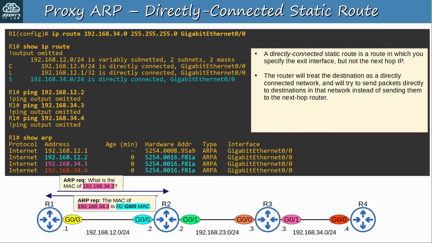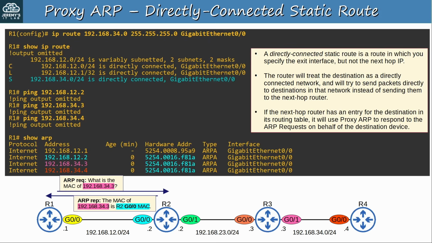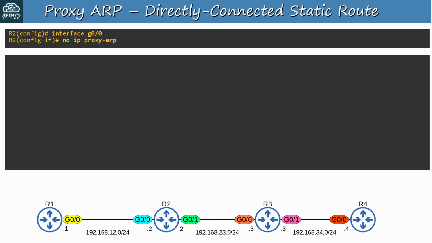That means that it will ARP for the destination IP, not for the next hop router IP. But if the next hop router has an entry for the destination in its routing table, it will use Proxy ARP to respond to ARP requests on behalf of the destination device. If I disable Proxy ARP on R2's G0/0 interface like this, what would happen?